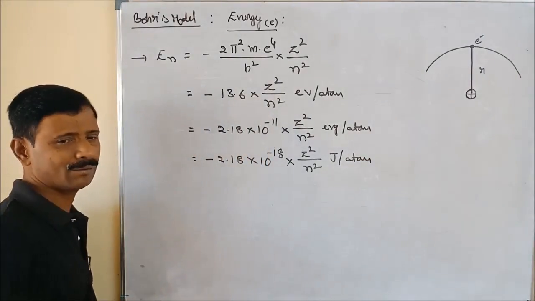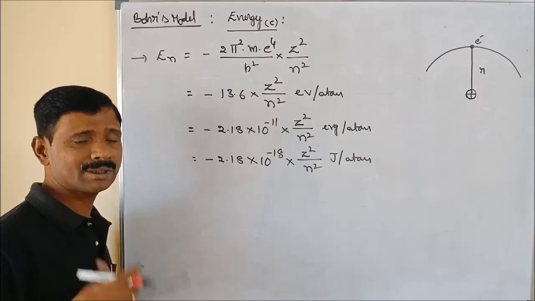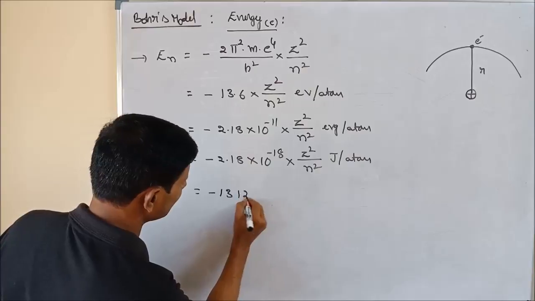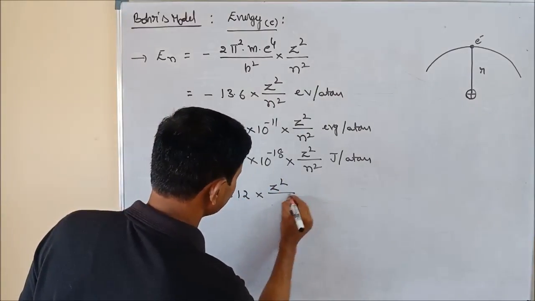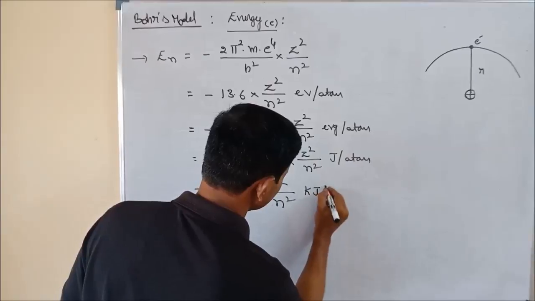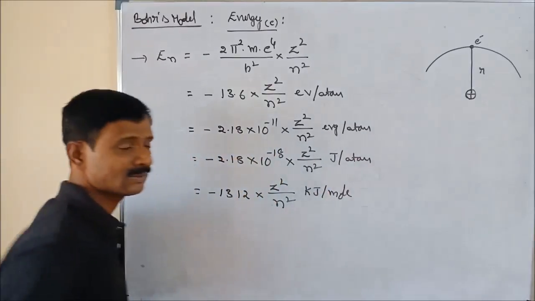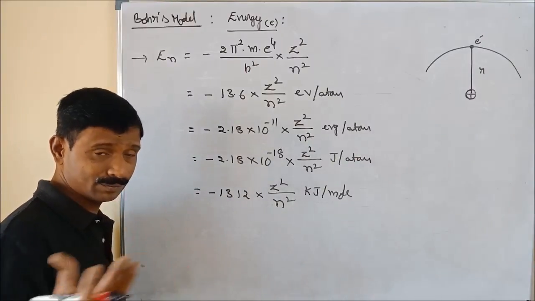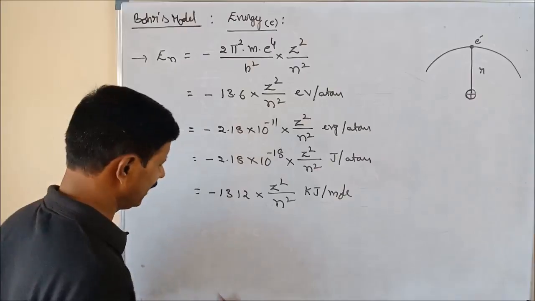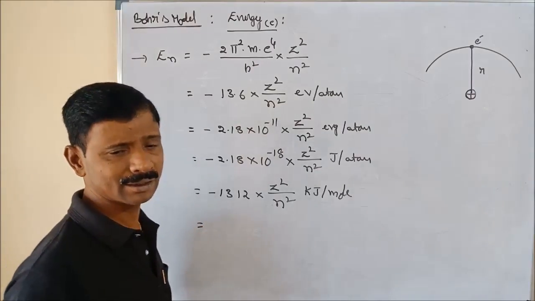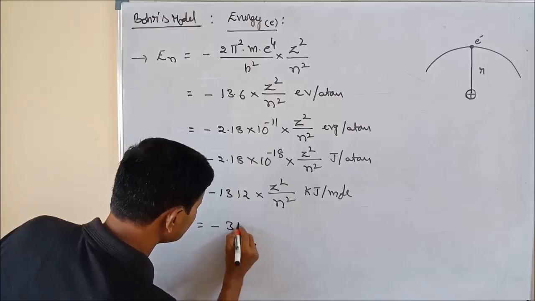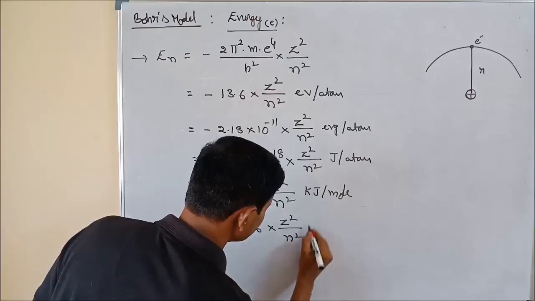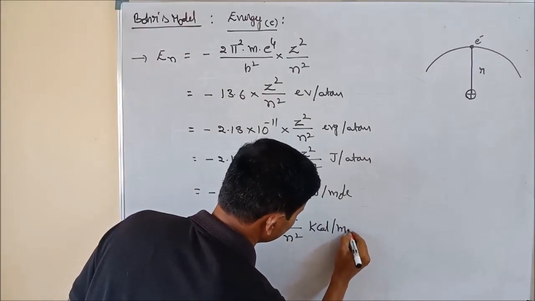That is for a single atom we are considering. Whereas if you want to express it in kilojoules, it becomes minus 1312 into Z square by n square kilojoule per mole. That is another expression we have. And similarly, sometimes, though now we are not using kilocalories, if you want to express in kilocalories, that will be minus 313.6 into Z square by n square kilocalorie per mole.